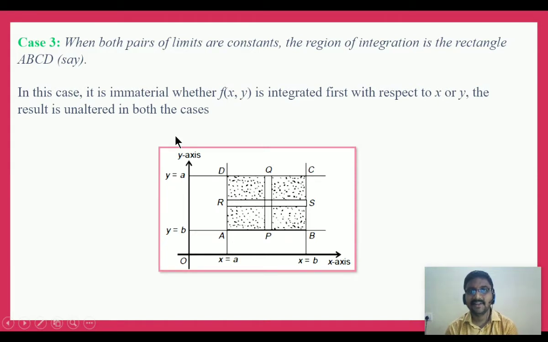These are the working rule's three cases. Using these three cases, we can evaluate the double integration problem easily when the limits are not given but the region is given.